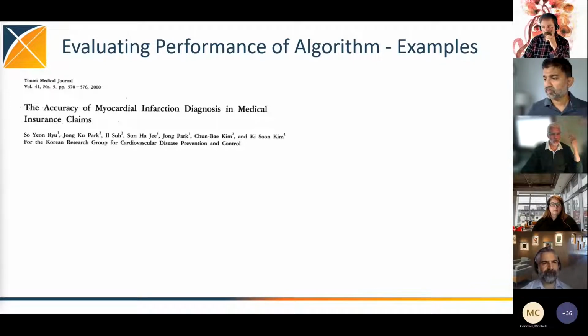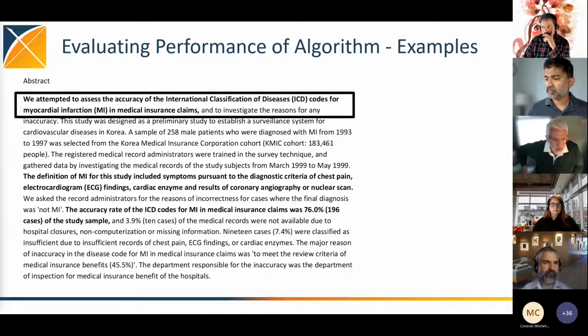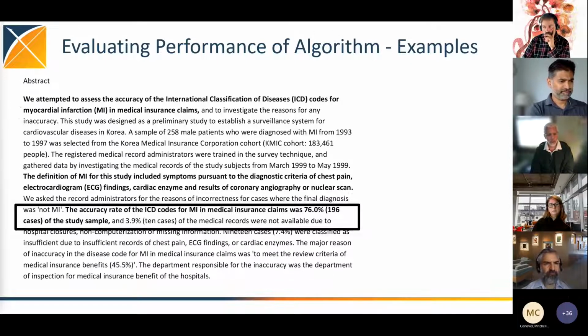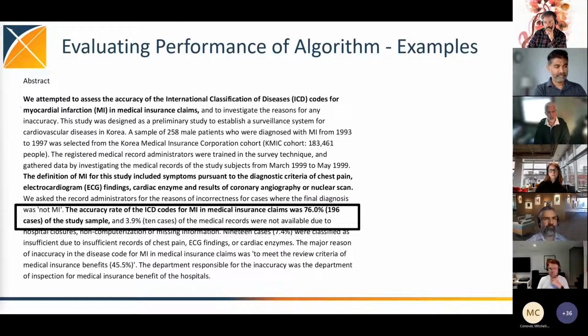Finally, we showed the example from Ryu et al. And they were a little fuzzier on the definition for their phenotype algorithm. They didn't quite precisely give it in the paper, but they did look at the way they evaluated the ones that their algorithm selected. And that was a criteria of chest pain, ECG findings, cardiac enzymes, and cardiac angiography or nuclear scan. And in their paper, they found a positive predictive value of 76%.